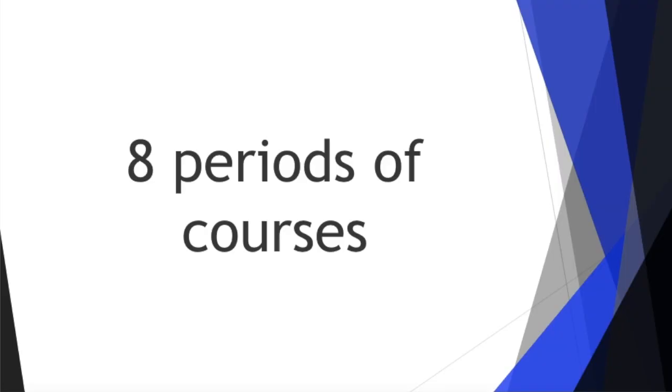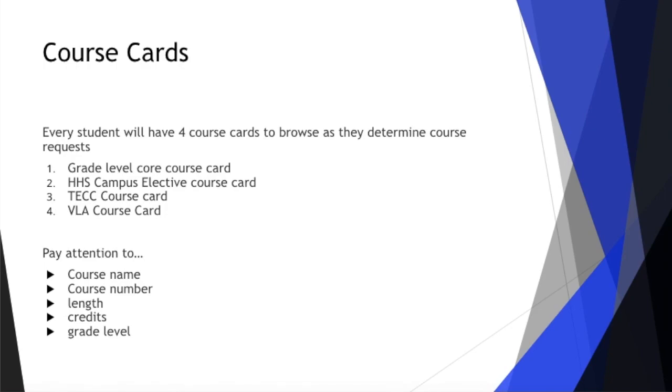So again, we ask you to do the very best you can today to make a complete request of courses, but know that there's going to be opportunities for adjustments along the way. As you complete your course selections for next year, you must make sure that you account for 8 total periods of courses in your course requests. This will make a full schedule. To determine what courses you would like to request for next year, every student will be able to browse through 4 different course cards: the grade level course card, the Hebron High School Campus Elective Course Card, the Tech Center Course Card, and the VLA Course Card. These cards are available on the Course Selection Information webpage.